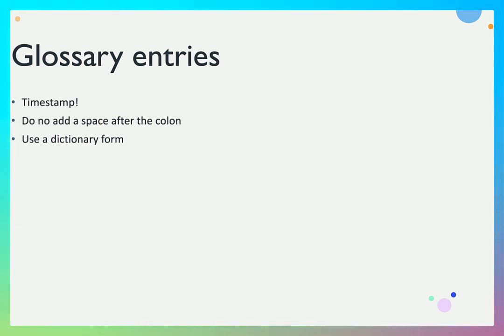And please use a dictionary form for the term, right? If the term happens to be a verb, don't put an S, like for the third person singular. If the subject is a third person singular, you add S after the verb. Don't put an S, because then the system will think that it's a different term, right? So use a dictionary form. When you look up the word in the dictionary, there will be no S. It should be the dictionary form if it is a verb, right? Okay, that's about it that I wanna talk about the glossary entries.